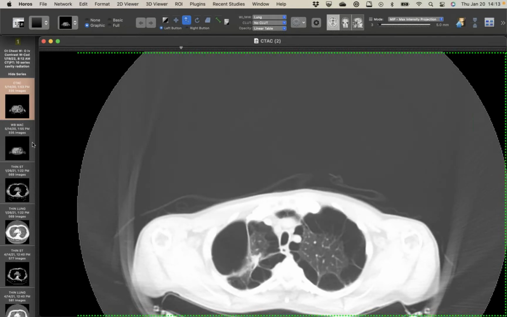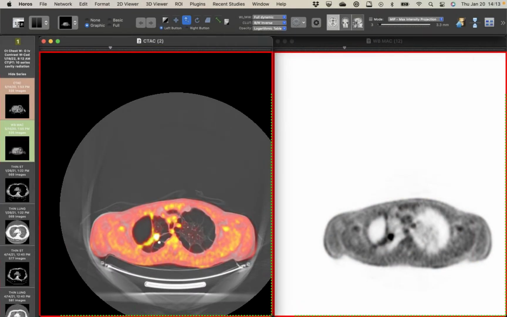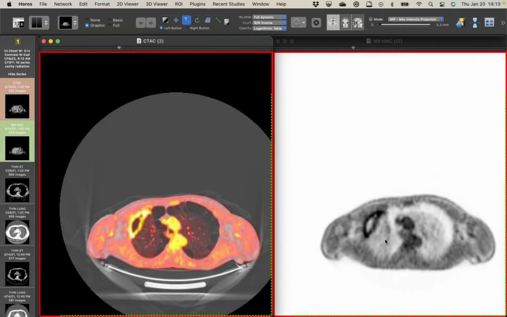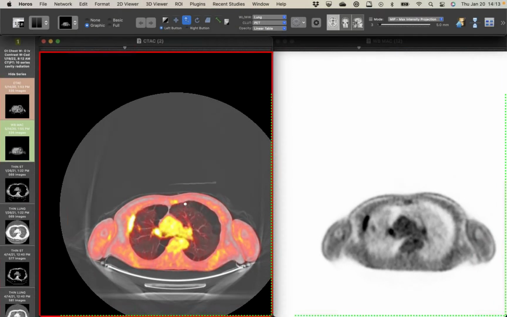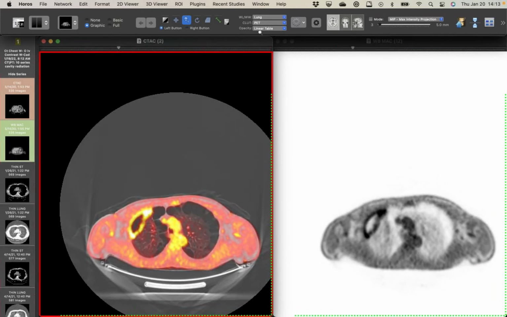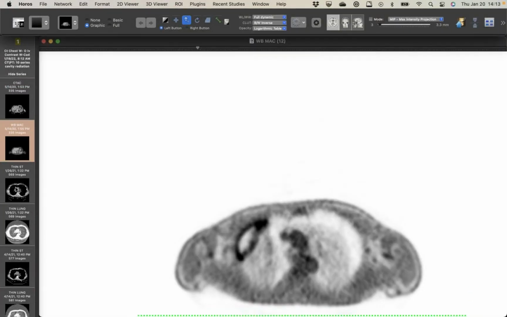I can probably fuse them on the screen here. Yeah, you can see it was, I don't have the right scale, but you can see it was FDG avid, and there was an avid N1 or hilar lymph node. So the hilar lymph node was sampled, and this was non-small cell lung carcinoma. So two primary cancers. Close that out and switch back to this chest CT.